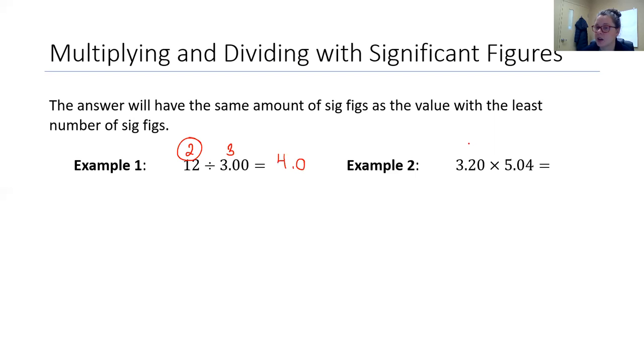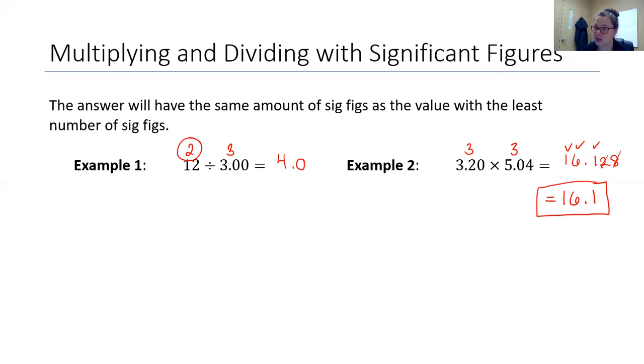Example 2. This one has 3 sig figs, this one has 3 sig figs, so our answer is going to also be 3 significant figures. And in this case, well, if we multiply them together, we get 16.128, 16 and 128 thousandths. 3 significant figures means 1, 2, 3 numbers stay, these 2 go, and rounding that leaves us with 16.1. So you'll notice we actually have 1 less decimal place in our answer. And that's okay. That's how the rules for what we call propagation of error work.